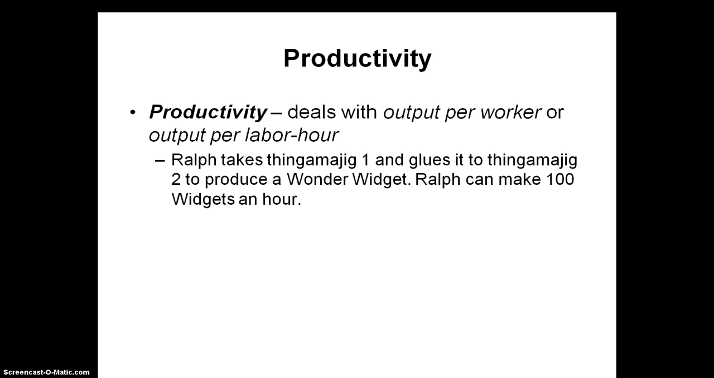Well, in industry, productivity deals with the output per worker or output per labor hour. So, Ralph takes thingamajig 1 and glues it to thingamajig 2 to produce a Wonder widget. So Ralph can make 100 widgets an hour. That is Ralph's productivity rate. That is the output per labor hour, 100.